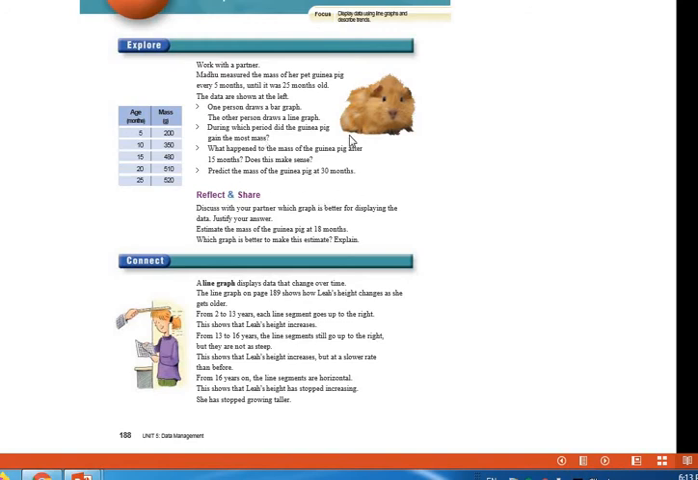I have this pig. It was a pet for Madhu. So he grows his pet 5 months. The first month when he measured its weight, it was 200, and in 10 months 350, in 15 months 480, in 20 510, in 25 it was 520.